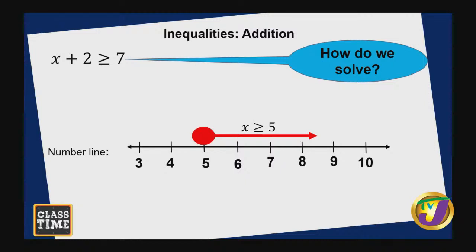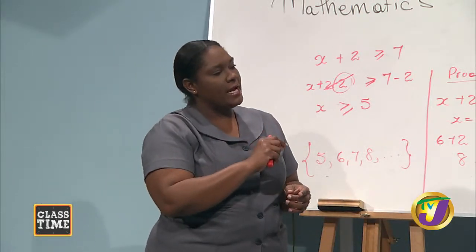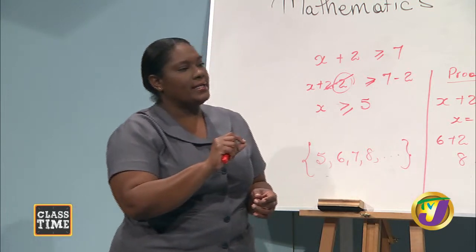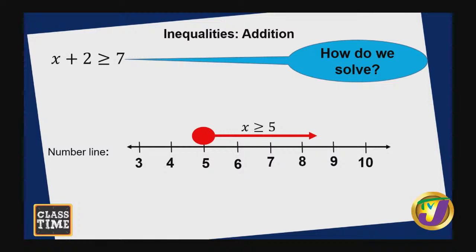Because 5 is included, here we have a closed dot, to show that 5 is a part of the solution set. Some people would want the representation of the ray to be on the number line itself, but for clarity it's more suitable to show it above, instead of having everything shaded and darkened on the line.